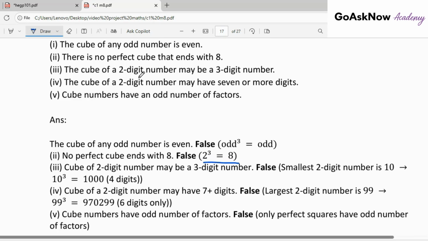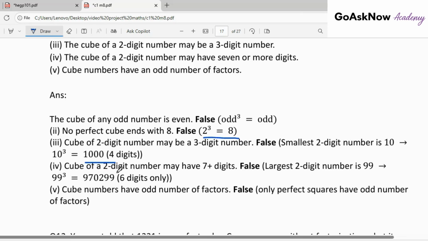Next, the cube of a 2-digit number may be a 3-digit number? False. The smallest 2-digit number is 10, and 10 cubed is equal to 1000, which is 4-digit. The cube of a 2-digit number may have 7 or more digits? False. The largest 2-digit number is 99, and 99 cubed is equal to 970,299, which is 6-digit only.